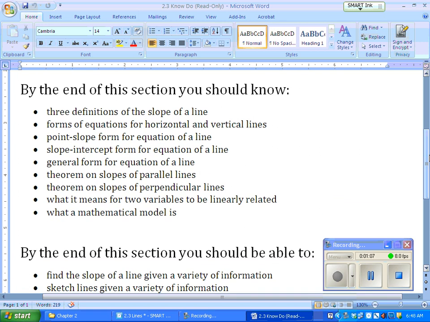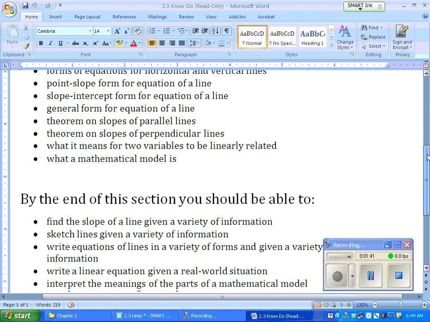Things that you should know, facts, definitions, theorems that you should just be able to know and use. Definitions of slope, forms of equations for horizontal and vertical lines. Then we have our linear equations: point slope form, slope intercept form, general form. We should know the relationships for the slopes of parallel lines, the slopes of perpendicular lines, what a linear relationship is and what it's characterized by, and what a math model is. You probably know most of those already, some not. Just keep those in mind as we work through.